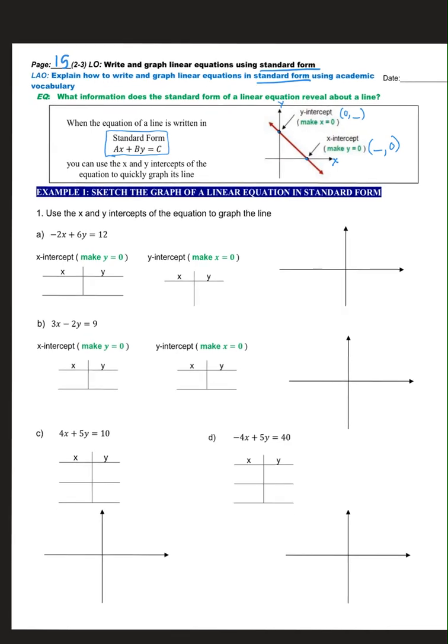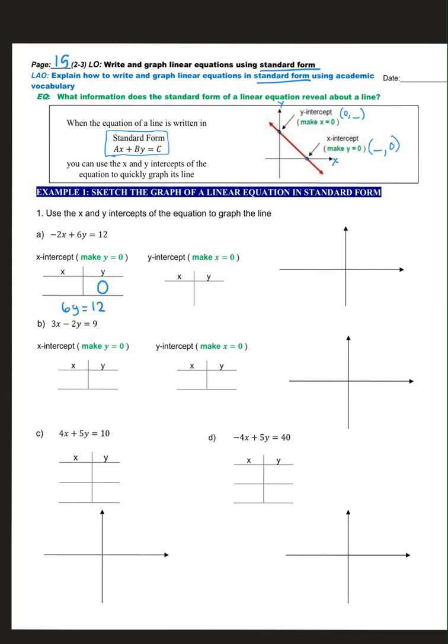So let's go straight into the examples. Use the x and y intercepts of the equation to graph the line. So I get negative 2x plus 6y equals 12. So I broke this up into two different parts. So the first part we're going to do is make y 0. When we make y 0, I'm going to put my finger, I know you guys can't see it, but I'm going to put my finger over this 6y. So I don't have that anymore, and I'm left with, I'll just do it down here, negative 2x equals 12.